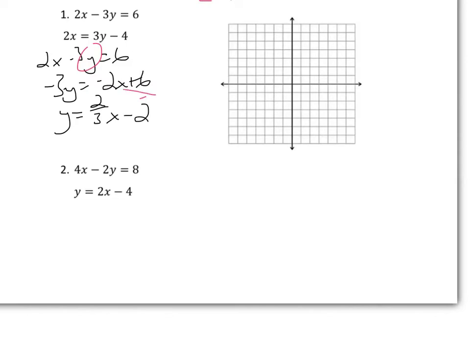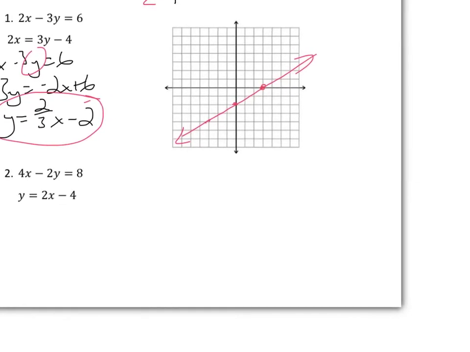I'll do that one in red. So you go down 2 and then do the slope. So up 2, to the right 3. And we can connect, just like that. Now the second equation is 2x equals 3y minus 4.